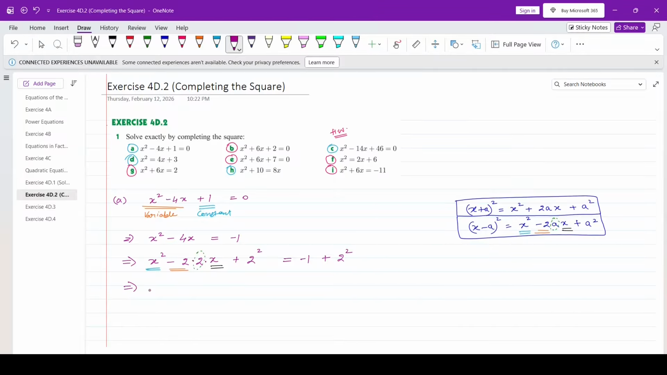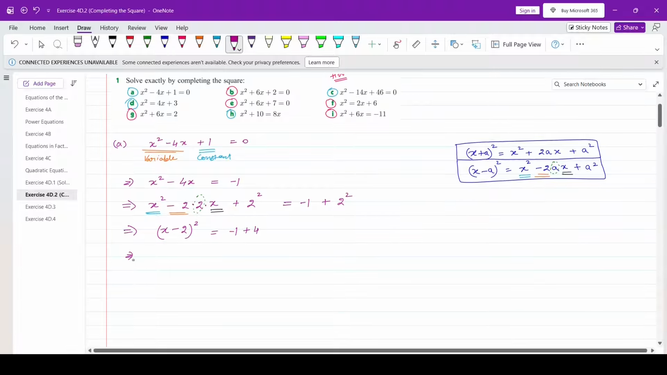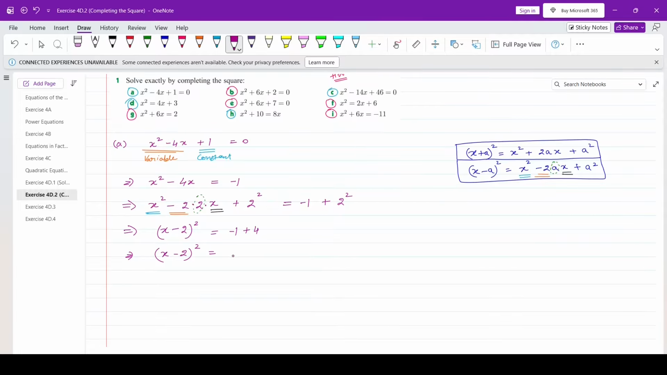So this equation becomes x minus a, that is 2, whole square. And on the right hand side we have -1 plus 4. So this becomes x minus 2 whole square is equal to 3. Now we know if a square is equal to 3, then we have a is equal to positive or negative root 3.